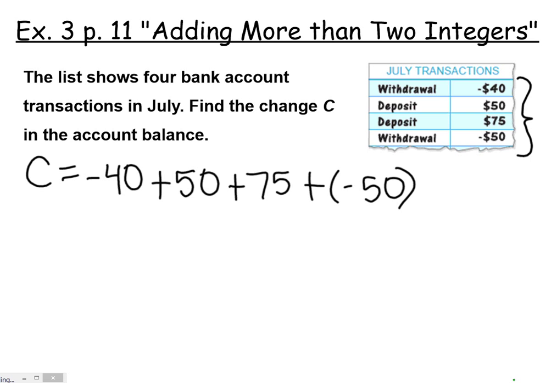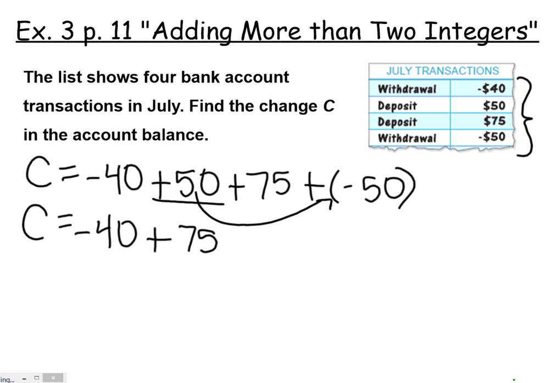Now, using commutative property of addition, we can change the order of the numbers when we're adding. So I'm going to move the positive or plus 50 over here to be next to negative 50 because I think we might be able to combine those a little bit easier. So let's bring everything down. Negative 40 plus 75 plus 50 plus negative 50.